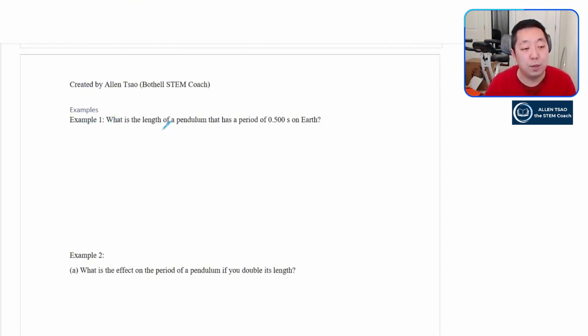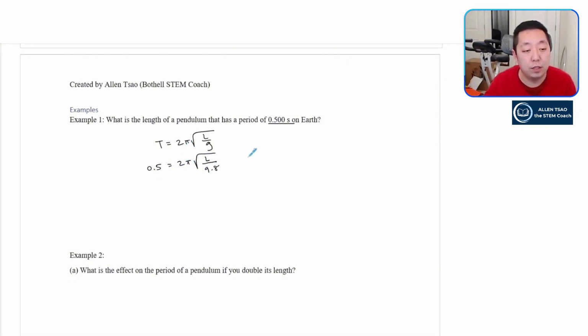So here's our first example. What is the length of a pendulum that has a period of 0.5 seconds on Earth? This is just an application of this equation: T equals 2 pi root L over g. You know the period is 0.5, so 0.5 equals 2 pi root L over 9.8. Then you just solve for L.